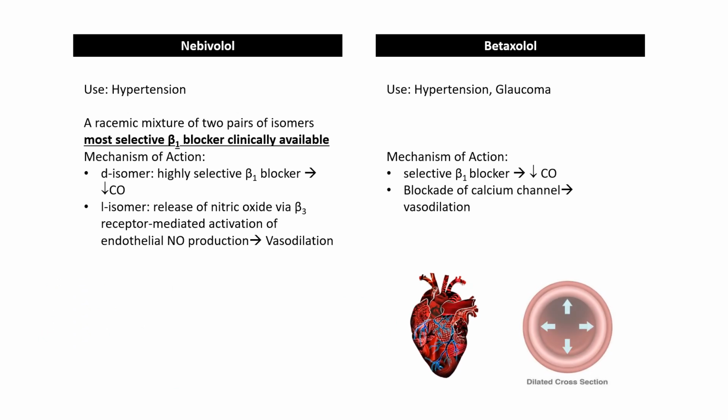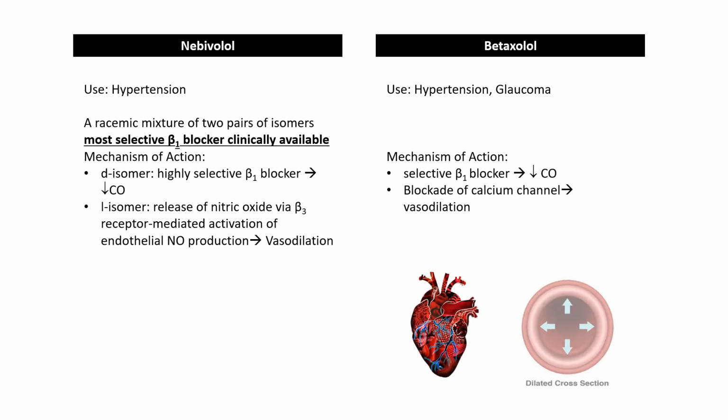Betaxolol is another example of a third generation beta-1 selective antagonist. It is mainly used in the management of hypertension as well as glaucoma. So how does it do this? Betaxolol selectively and competitively binds to the beta-1 adrenergic receptors in the heart, thereby decreasing cardiac contractility and heart rate, and this leads to a reduction in cardiac output and contributes to the lowering of blood pressure.